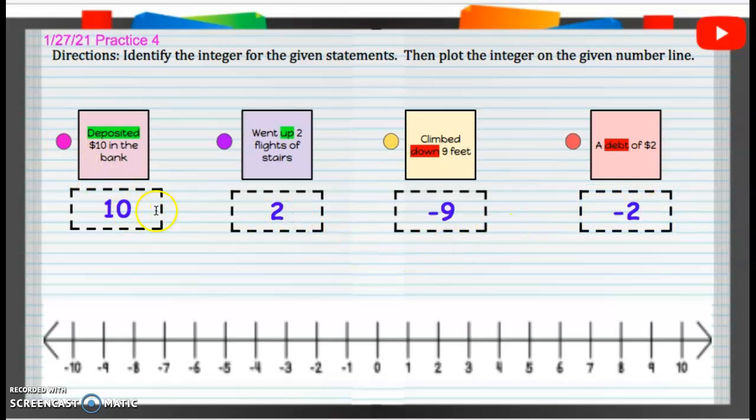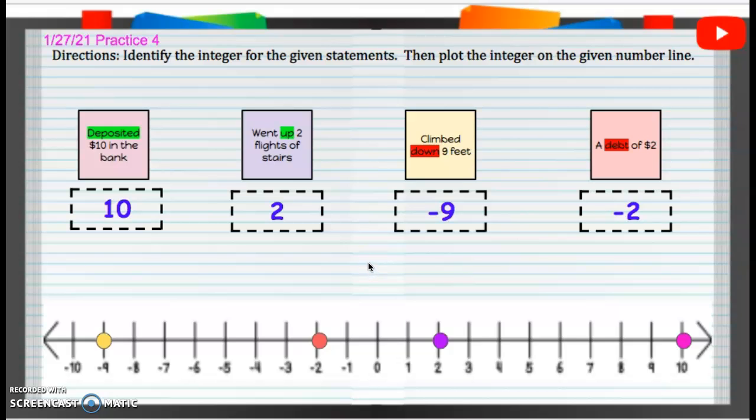So now we're going to take these numbers that we have here and we are going to plot them on the number line. So a deposit of $10, so 10 is positive 10. I'm going to plot that point there on the number line at 10. Went up 2 flights of stairs, I'm going to plot that at +2. Climbed down 9 feet, I'm going to plot that at a -9. And a debt or negative of $2, so I'm going to be in debt of $2.